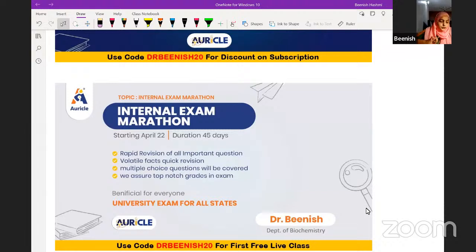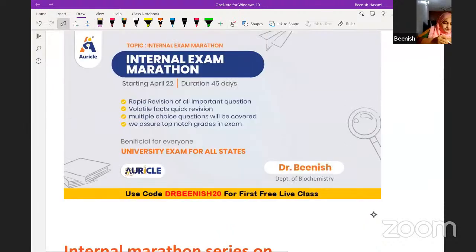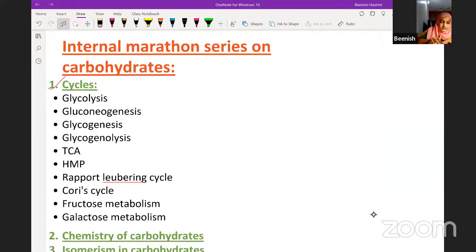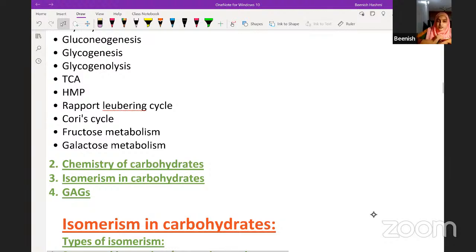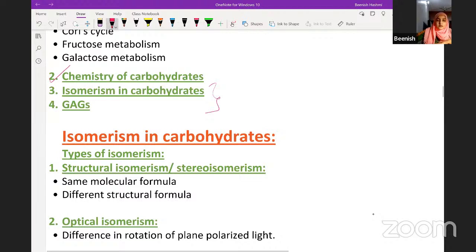So we've already done the cycles. All the important cycles have already been taken. Then we've also dealt with the chemistry of carbohydrates. This chemistry is specifically oriented towards your viva and practical questions. Then today we'll be talking about isomerism and GAGs. And with this, we will come to an end of carbohydrates. So without wasting much time, let's begin with isomerism and carbohydrates.